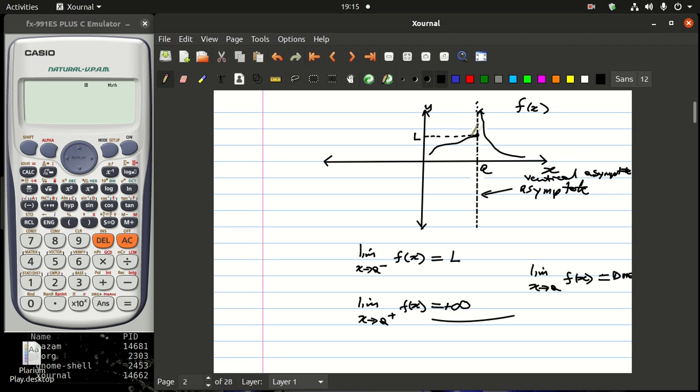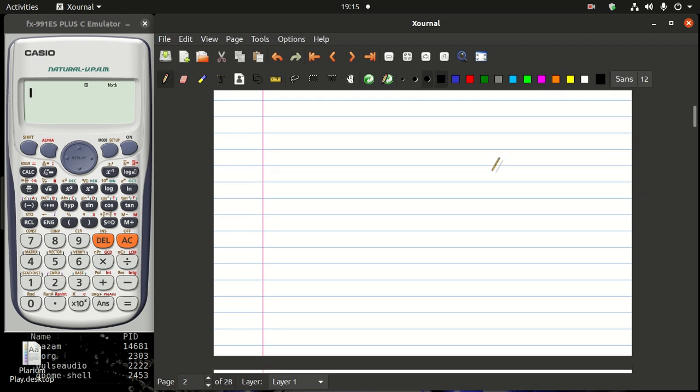It doesn't really matter that this piece here is touching there. What is important is that we have this piece here that is going and is not touching that value. So a is also asymptotic. Based on this piece, there is an asymptote at a. So when do we usually have a vertical asymptote?